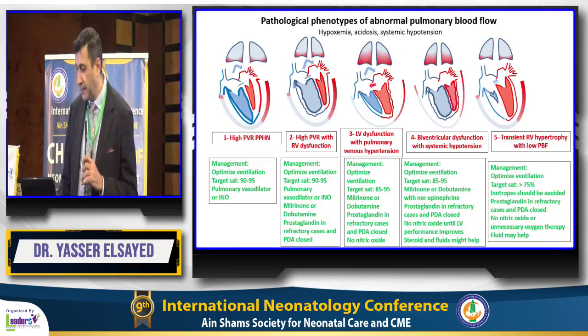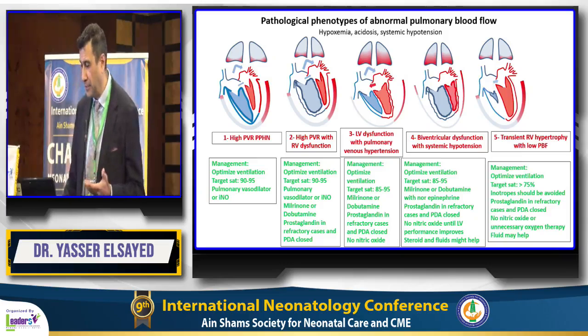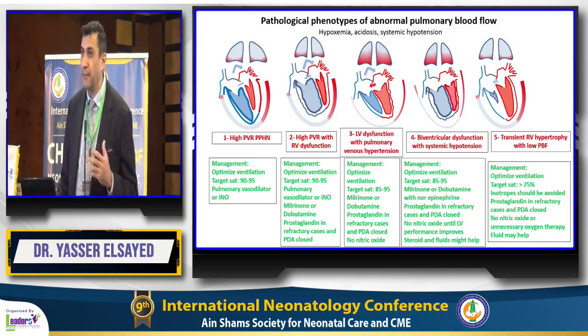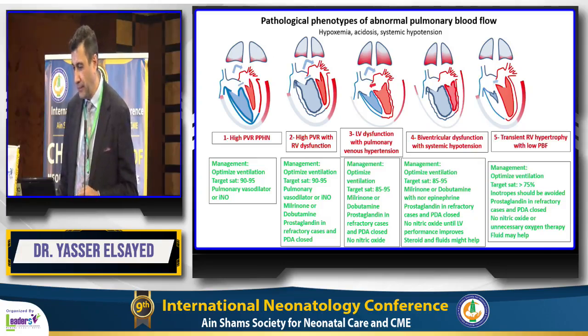And then the last type, transient RV hypertrophy. Don't use too much medication, just accept saturation greater than 75. And typically, as I mentioned, we are using near-infrared spectroscopy to be sure that the brain is getting enough oxygen, even with the low arterial oxygen saturation. You may need to use a prostaglandin in this case, but don't use any inotropes, don't use any pulmonary vasodilators.